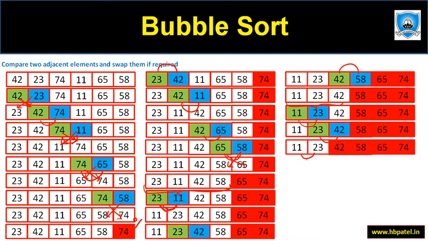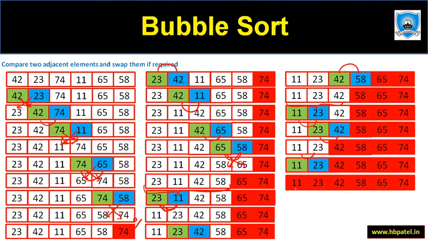And lastly, now I am having two more elements left. So 11 and 23, no need to swap. So 23 and 11. Now this is my complete sorted order, 11, 23, from minimum to maximum. All right, so now if we compare this slowly, let me remove everything.